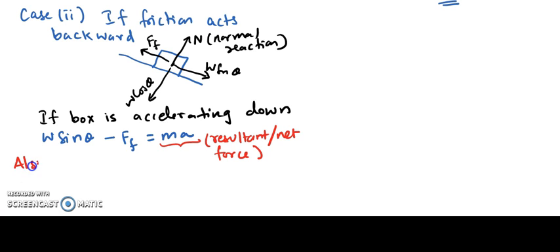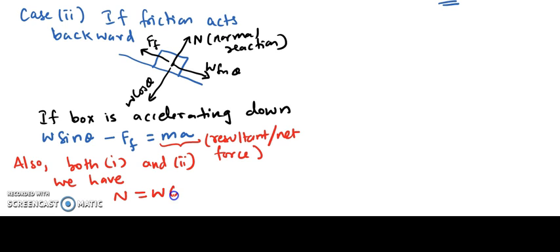Also, in both 1 and 2 we have the normal reaction N, which is equal to your W cos theta. This is another equation. So this is how we actually solve the question.